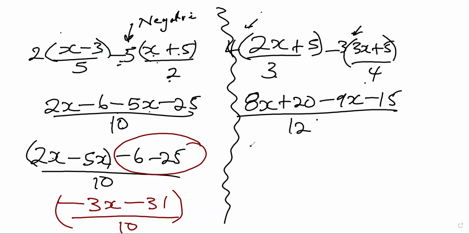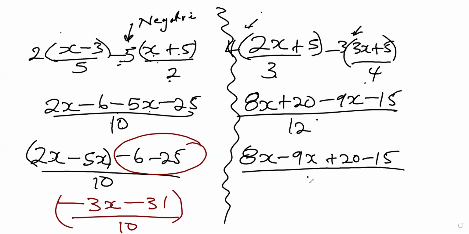Group like terms again. 8x minus 9x plus 20 minus 15 all over 12. Again, the 9 is bigger, it's negative, so minus 1x. 20 minus 15, 5.